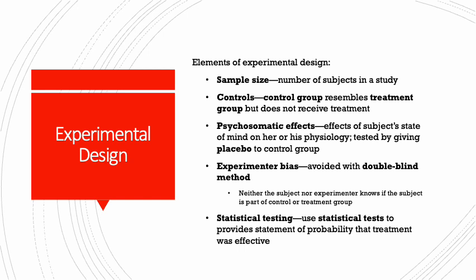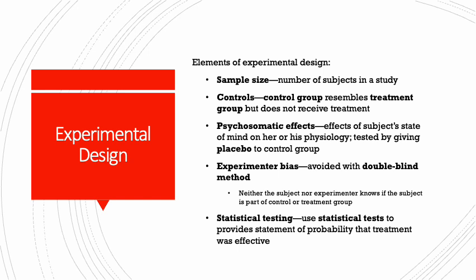Continuing on with the scientific method, we're going to talk about experimental design. There are many elements in designing your experiment. So first, you need to think about your sample size. When you're setting up an experiment, you need to think about how many people am I going to study, or how many subjects am I going to do this experiment on.